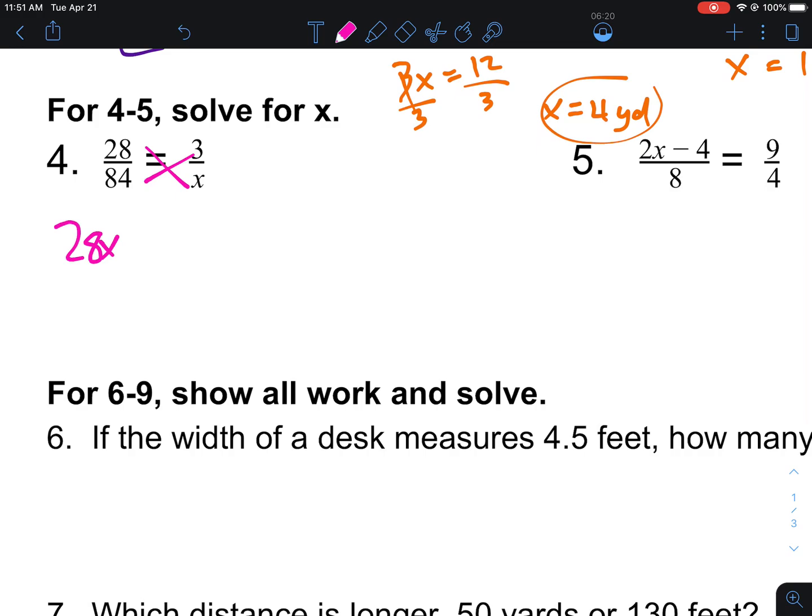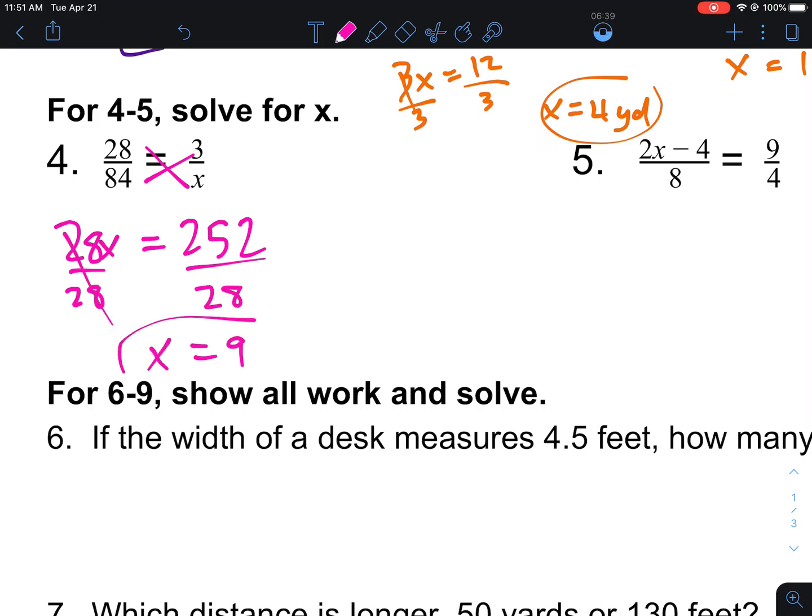Now, in the case of number 4 here, the question's pretty straightforward. 28 times x, 84 times 3. That's technically what we did to make 252 here. That would then be divided, and this one's done relatively fast. The answer is 9.